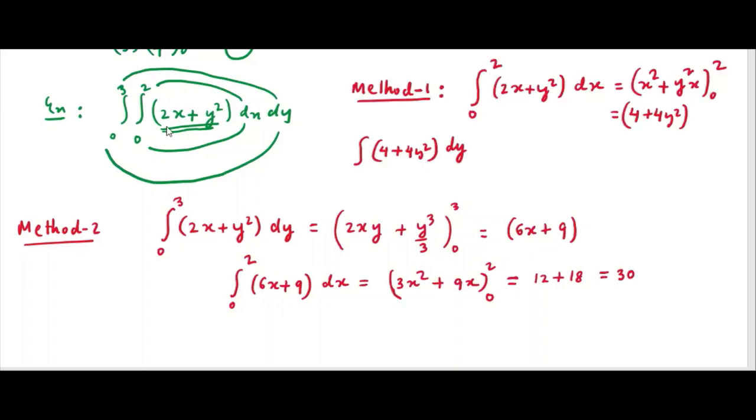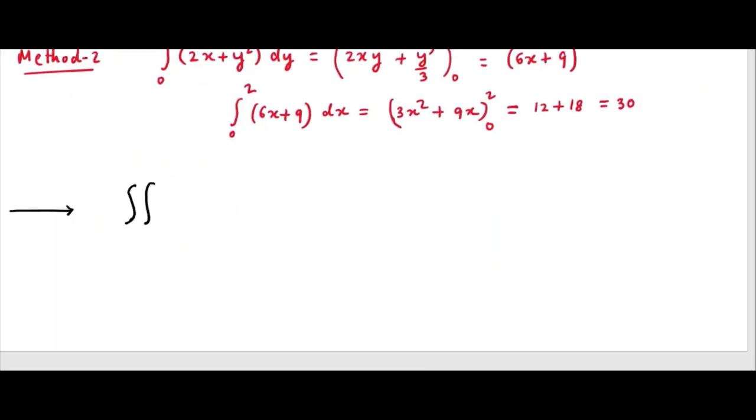We have to put x equals 2, so it will be 2y square. You got 30? But I got 22 here. See, 4 plus 2y square. That's why we have to integrate once again. It will be like this.